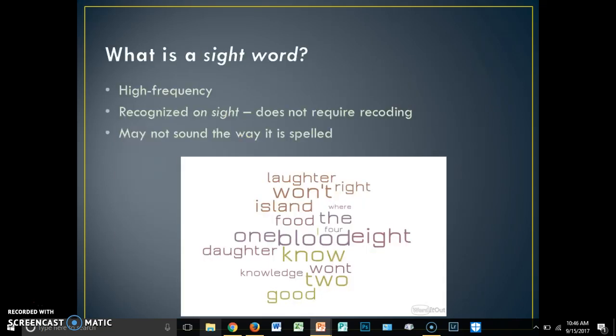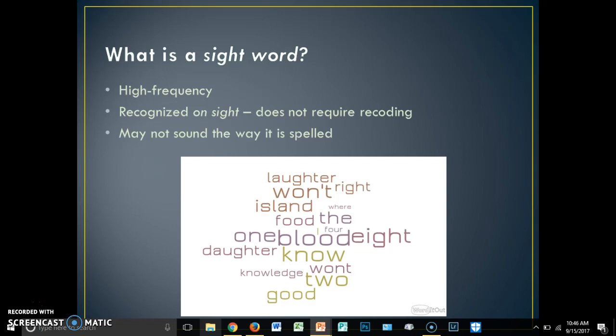Let's talk about sight words first. What is it? Well, first of all, it's high frequency. It's a word that you encounter a lot. And secondly, you recognize it on sight. You do not recode a sight word. And keep in mind, many of the sight words don't sound the way they're spelled.